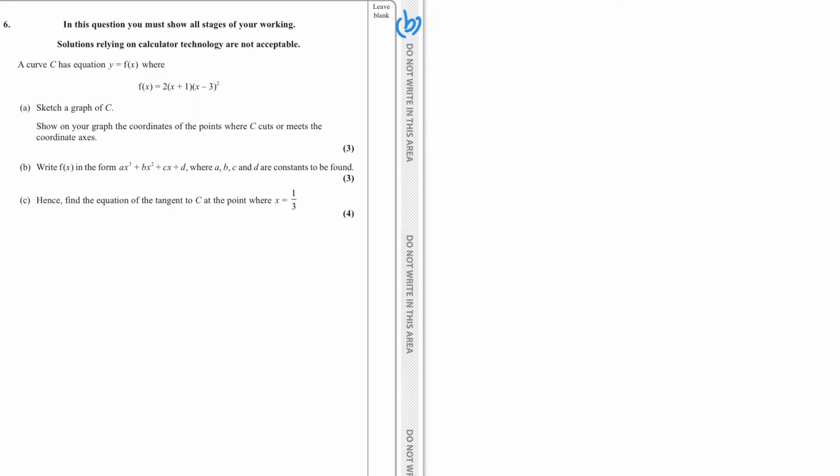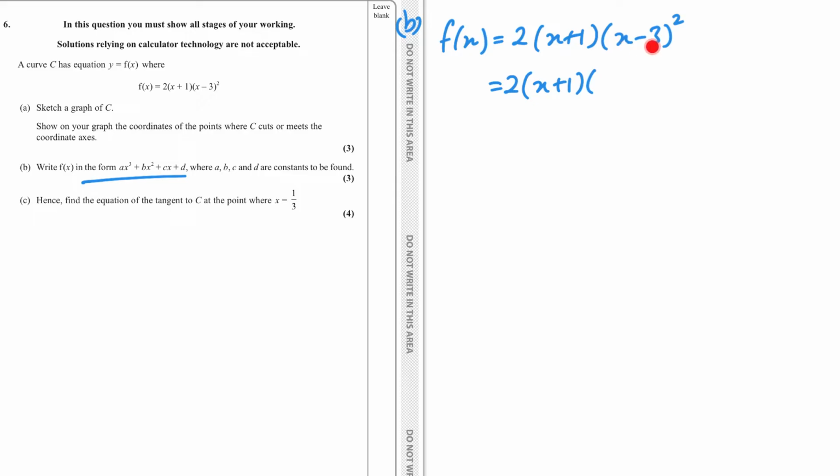Now part B clearly wants me to expand my brackets. So we have f of x equals 2x plus 1, x minus 3 squared. So let's deal with the x minus 3 squared first. A quick way to expand these brackets: square the first, square the last, double the product. So x squared, minus 3 squared is positive 9, and the product is minus 3x, so doubled is minus 6x.